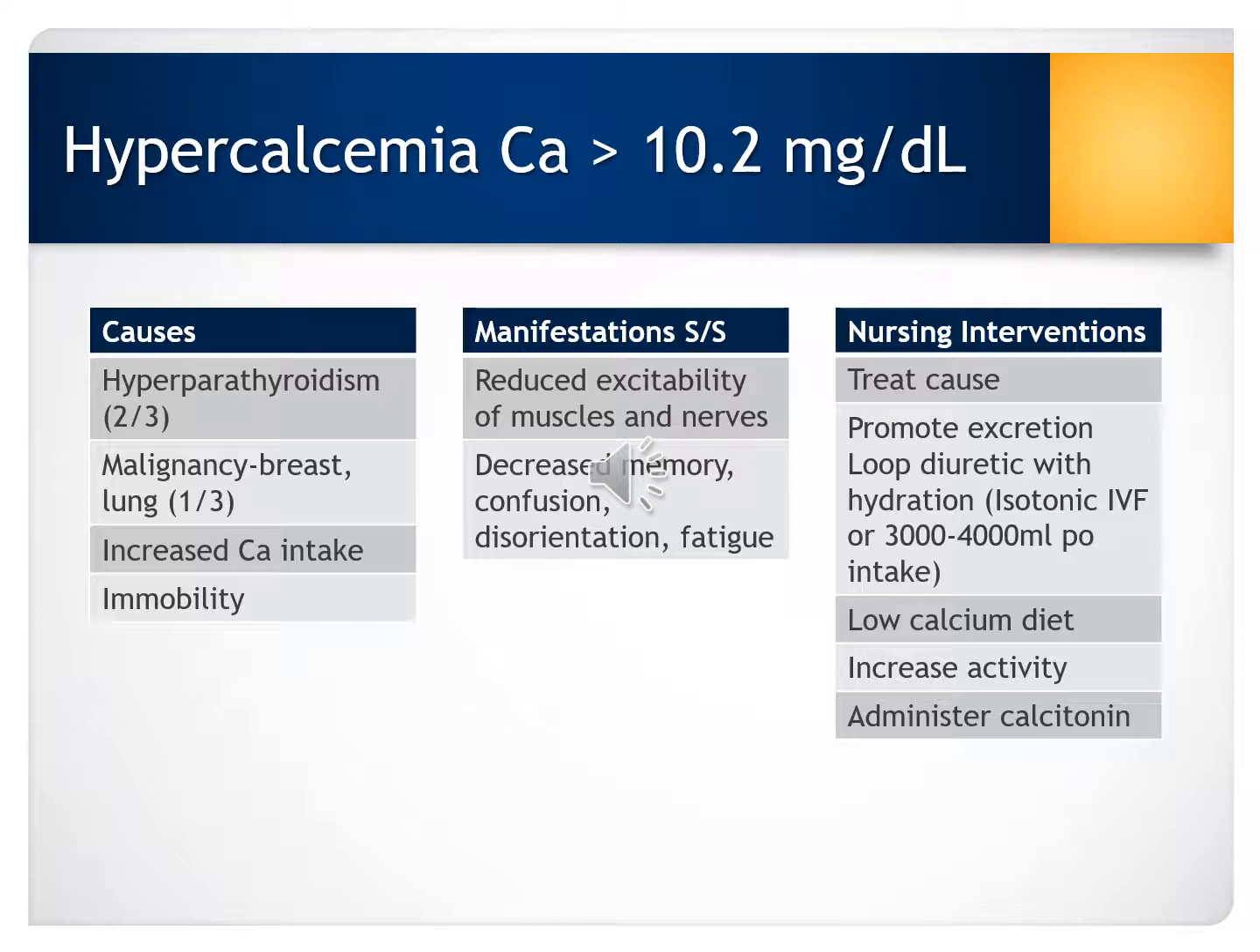So again, if we know the reason why the person has hypercalcemia, we treat that cause first. But other ways we can get the calcium levels down is we can promote excretion through a loop diuretic. So we would give a diuretic such as Lasix that will promote the excretion of the calcium through urination. But because we're giving this to someone who probably is not fluid overloaded, we have to then make sure we hydrate them. So we can either hydrate them with isotonic IV fluids or make sure that they increase their fluid intake to 3,000 to 4,000 milliliters.